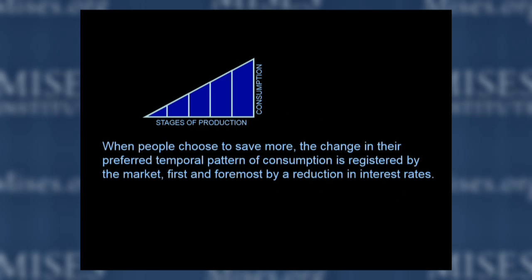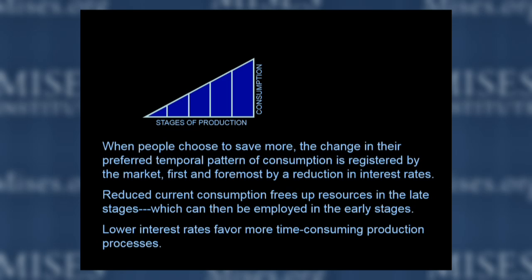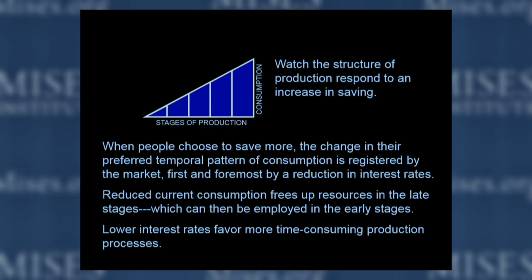So when people choose to save more, the change in their preferred temporal pattern of consumption is registered by the market, first and foremost by a reduction in interest rates. Reduced current consumption frees up resources in the late stages, which then can be employed in the earlier stages. Lower interest rate favors more time-consuming production. So let's watch that. We get lower interest rate.